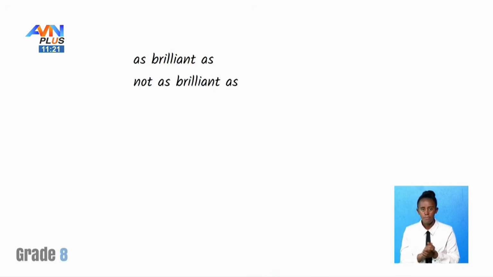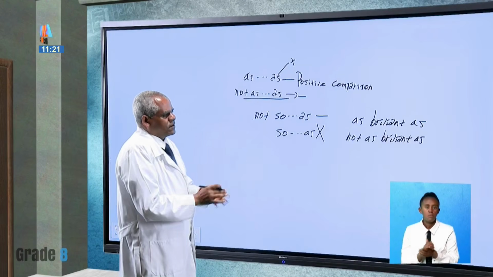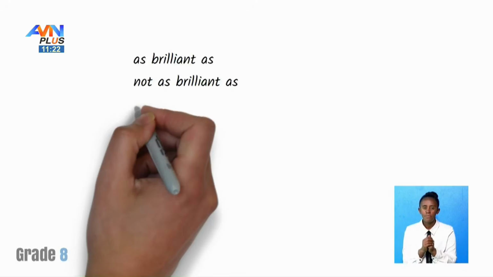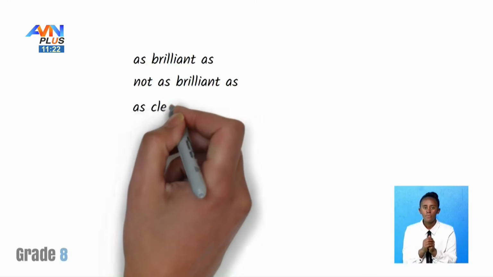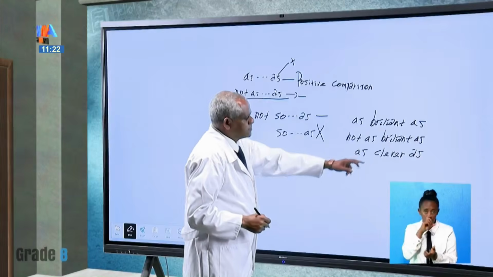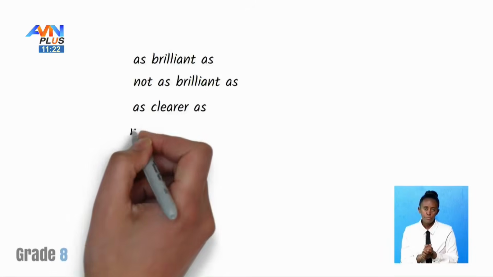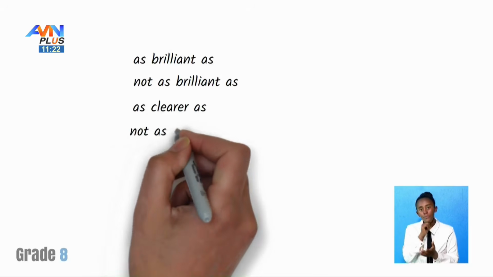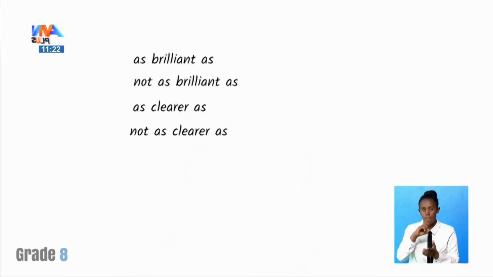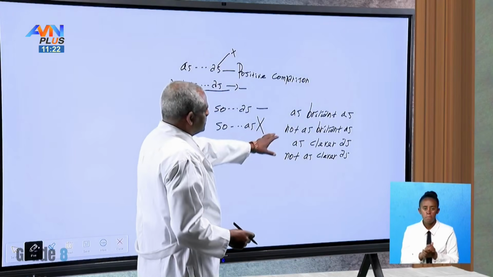See? Not as brilliant as. So these are the possible forms: as clever as. Possible. Look now, this is a one-syllable word. Again, not as clever as. The same, but they are no different.